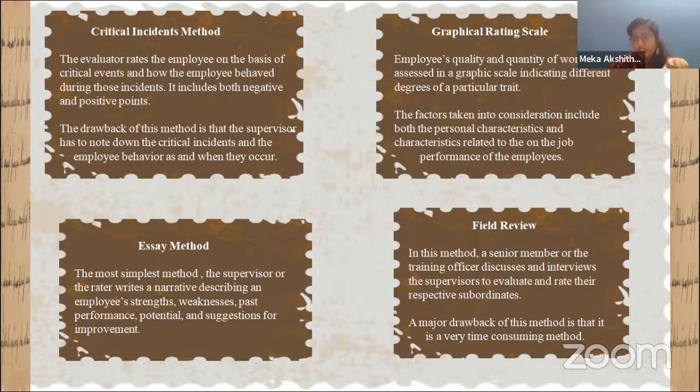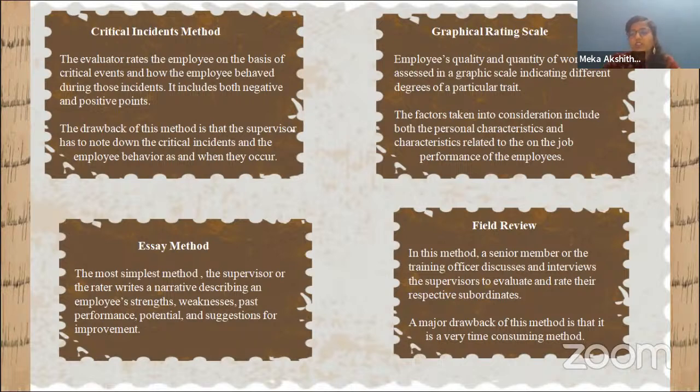Then comes the graphical rating scale. You asked me whether we can take neutral, strongly agree, disagree, as in a Likert scale. Yes, we can take the Likert scale. In the graphical rating scale, there would be certain statements related to a trait or behavior of an employee that you want to measure, and you would have options related to it.